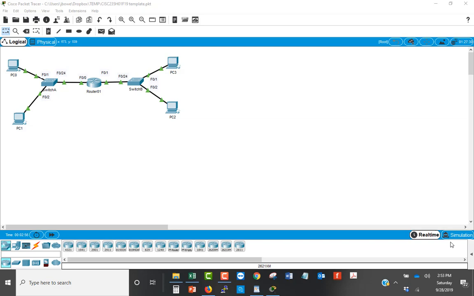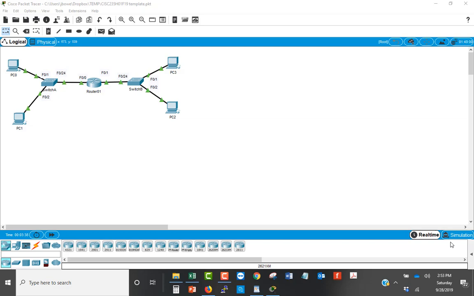So we're going to start with a simple network. As you can see, we have essentially a network with a single router, and on either side, the left side and the right side, we have subnetworks. So subnetwork 1, which consists on the left side of PC0, PC1, switch A, and the port on router 1, F01. The right subnetwork, which is comprised of PC3, PC2, and switch B, and the single port on router 1, F01.